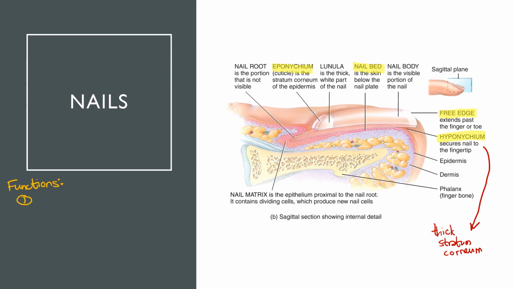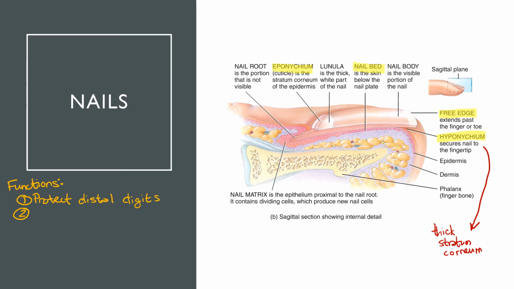So the first function that nails have is that they protect the distal ends of the digits. So I'll put just protect distal digits. That's an important one there, because we do use our hands and our fingers to do a lot of things. Having that little bit of extra protection is important.